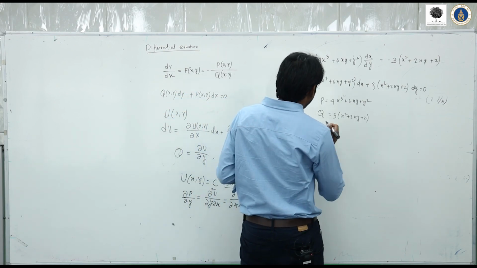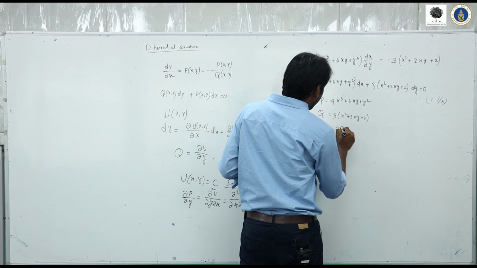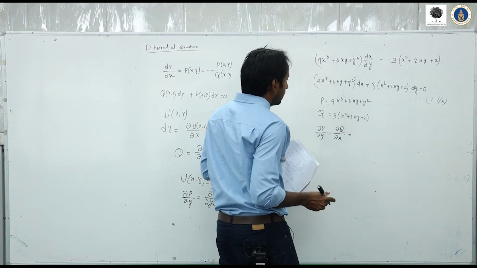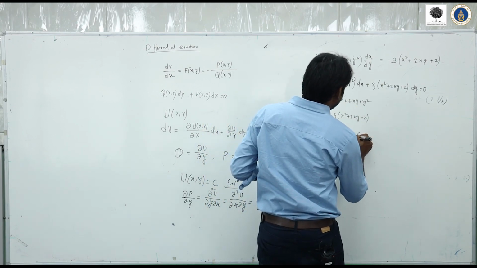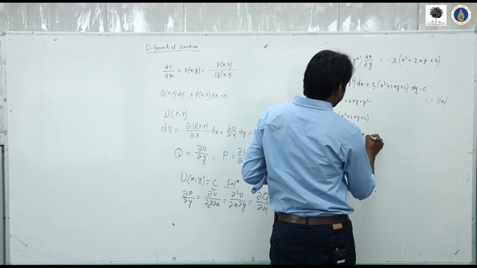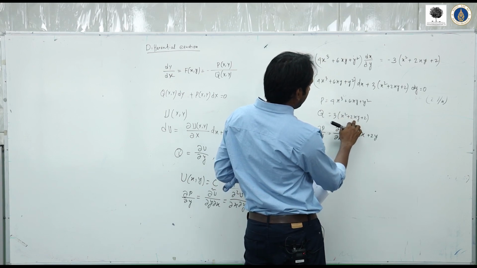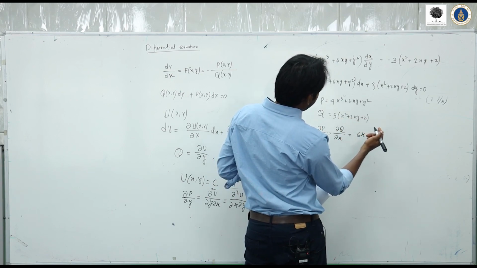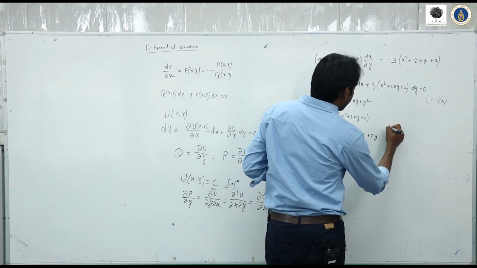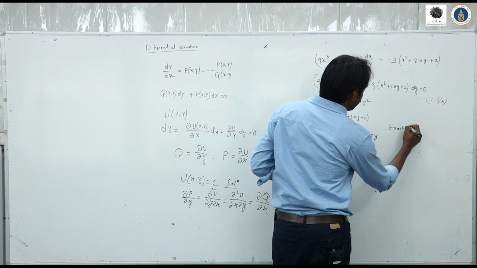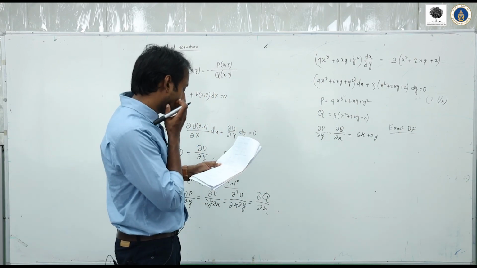Now you check if del p by del y is equal to del q by del x. If you check it, you will see del p by del y is 6x plus 2y, and del q by del x is also 6x plus 2y. Okay, so this is an exact differential equation. So what will be the solution for it?